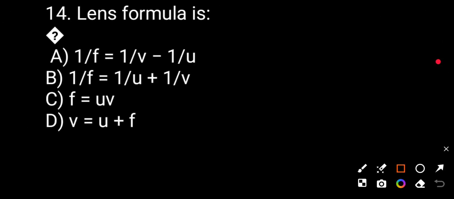Question number 14. Lens formula is A, 1 upon f is equal to 1 upon v minus 1 upon u. B, 1 upon f is equal to 1 upon u plus 1 upon v. C, f is equal to uv. D, v is equal to u plus f. Correct answer will be A.